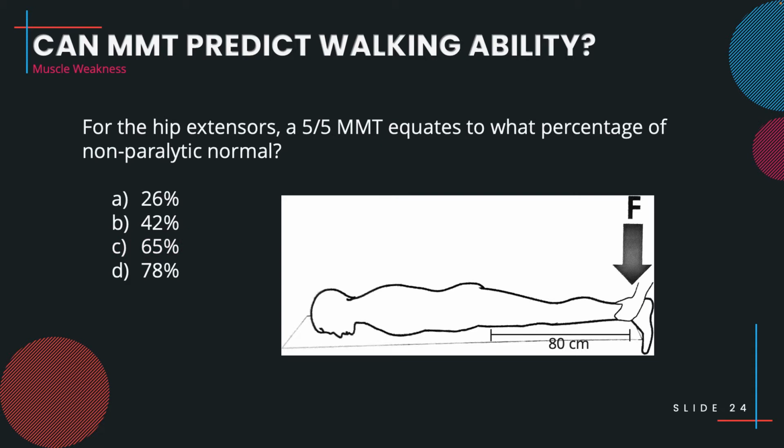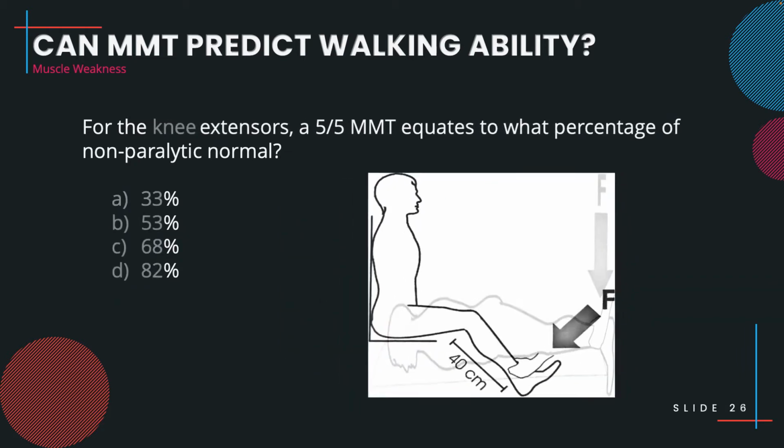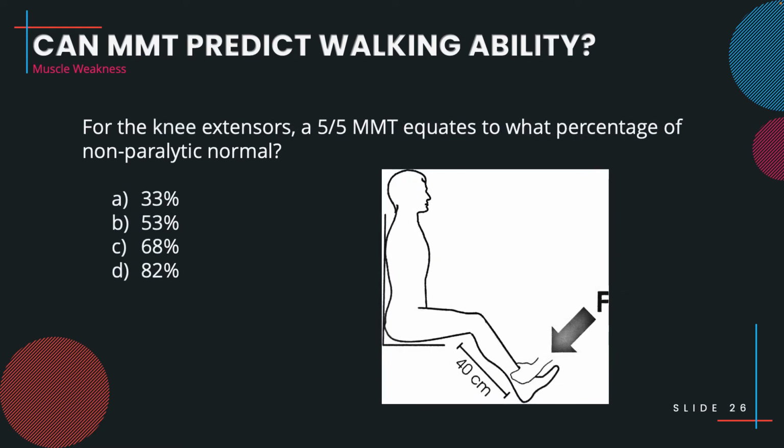The answer is 65%. And so the person only has to generate 65% maximal contraction to be able to score a 5 out of 5 on a manual muscle test for the hip extensors. What about the knee extensors? What do we think a 5 out of 5 manual muscle test equates to in relation to a non-paralytic normal on a maximal contraction? The answer is B, 53%. And so even less of a contraction than the hip extensors.